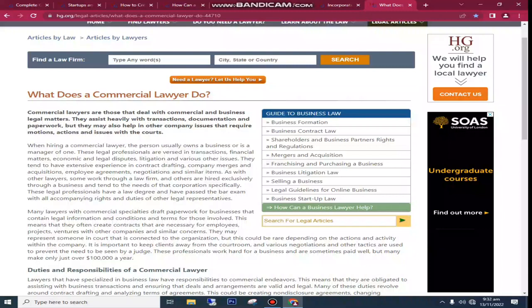They tend to have extensive experience in contract drafting, company mergers, negotiations, employee agreements, and similar items. As with other lawyers, some work through a law firm and others are hired exclusively by a business and tend to the needs of that corporation. Specifically, these legal professionals have a law degree and have passed the bar exam with all accompanying rights and duties of other legal representatives.